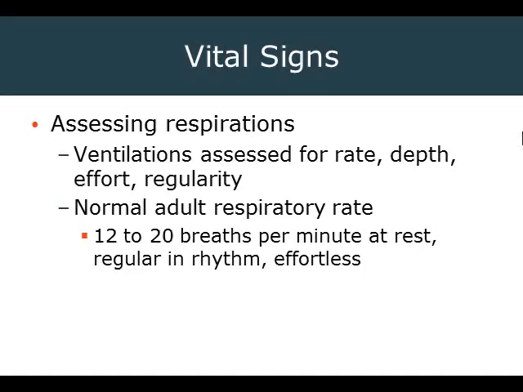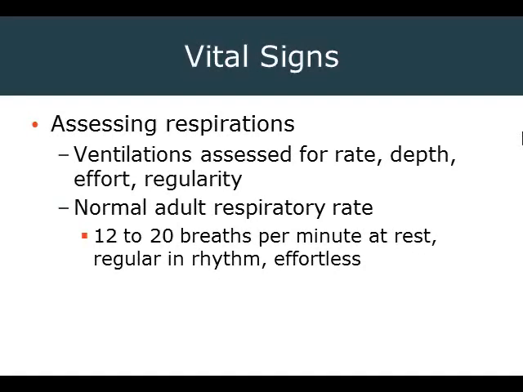But it's the additional characteristics, such as are they able to take a deep breath or is it very shallow? Are they struggling to get a breath in? Is it nice and easy for them to move the breath? And then that regularity, that respiratory pattern that they have, helps tell the entire story.